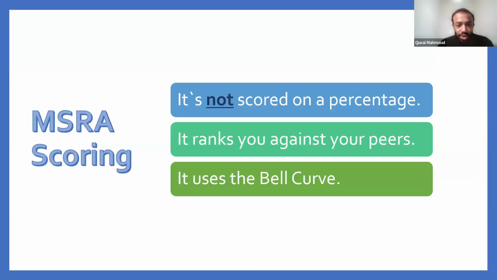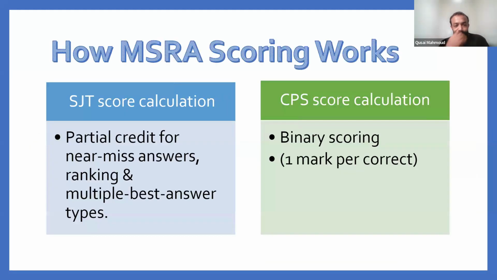So the MSRA is not scored on percentage. It's not about how much you score correctly. It's not like that. It is ranking you against your peers, against the cohort, against your colleagues. So they use the bell curve. So what does that mean? Let's take an example.